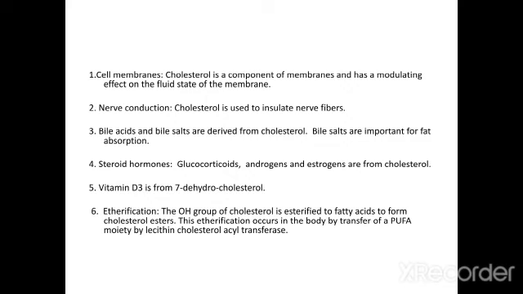So, cholesterol, it acts as a precursor for the formation of glucocorticoid, androgen and estrogen. That is, cholesterol is converted to pregnenolone, and this pregnenolone is converted to glucocorticoids, androgen and estrogen. Then vitamin D3, it is formed from 7-dehydrocholesterol. You can explain the formation of vitamin D3 from 7-dehydrocholesterol.